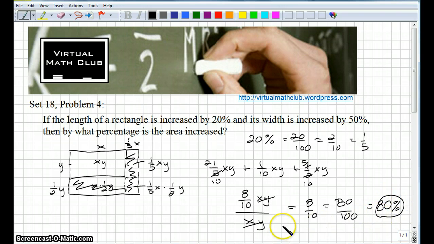The area was increased by 80%, because we're looking for the increase in area. Now one way is that if you were to add this all up, you might get 180. So the total area, if you take the whole thing, is 180% of what it was before, but the amount that it increased was just 80%. Okay, so that's your answer.